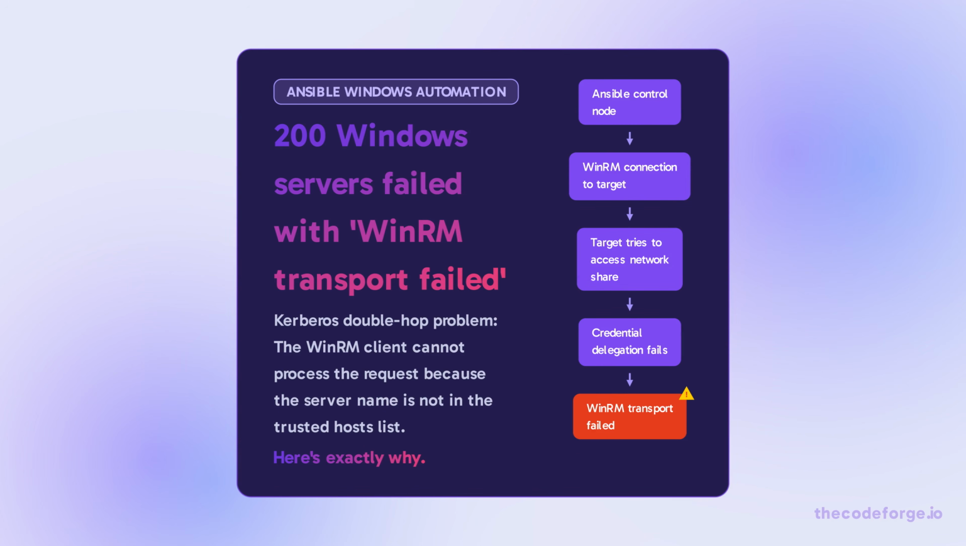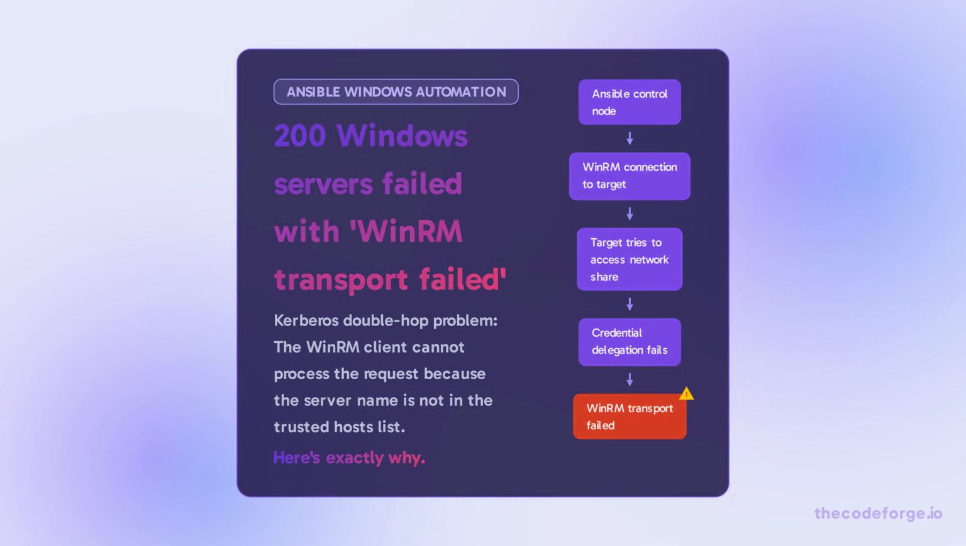200 Windows servers just failed with WinRM transport failed. The root cause? A Kerberos double hop problem. The WinRM client couldn't delegate credentials to access a network share. Here's exactly why. First, let's understand the basics of WinRM authentication.